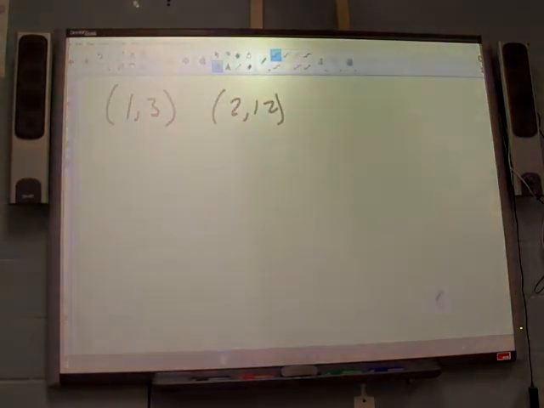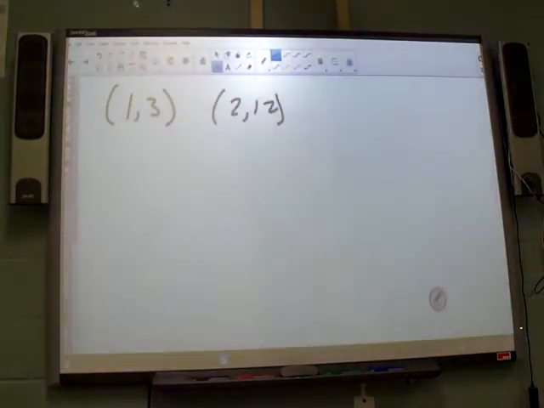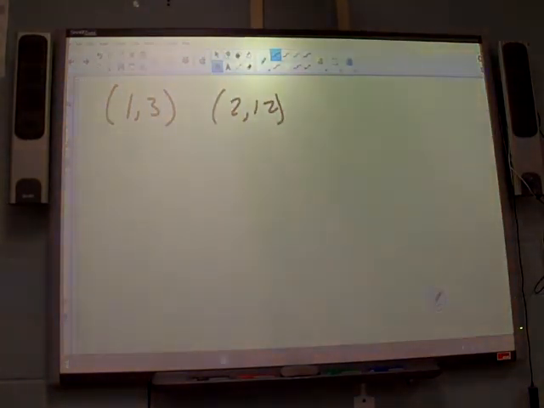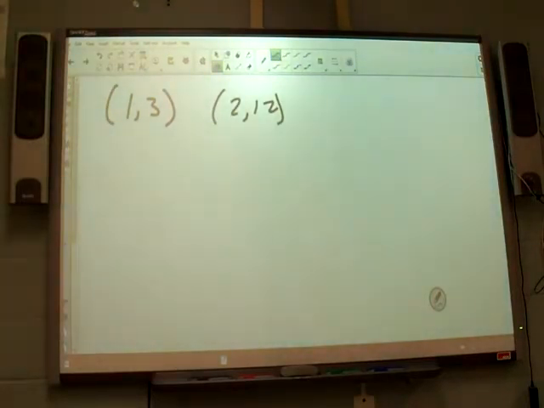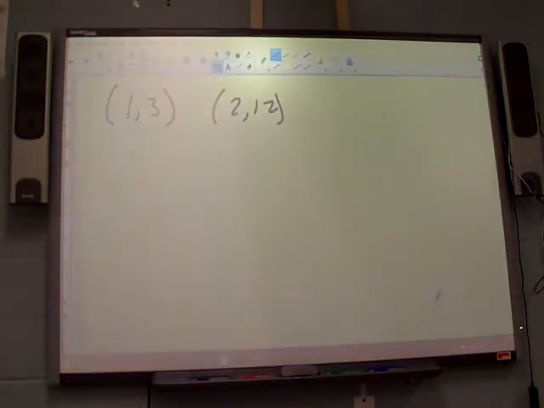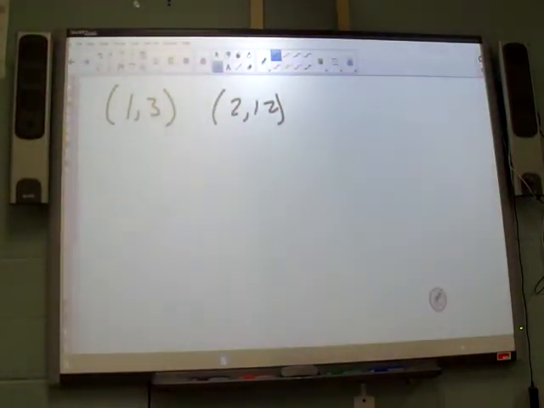All right, so we got a 1, 3 and a 2, 12. I want you to see if you can write the exponential growth model that goes through 1, 3 and 2, 12. I'm going to give you a little bit of time. You can do it. If you want to go to a board, you can. If you want to stay on your notes, you can. Either way works for me.